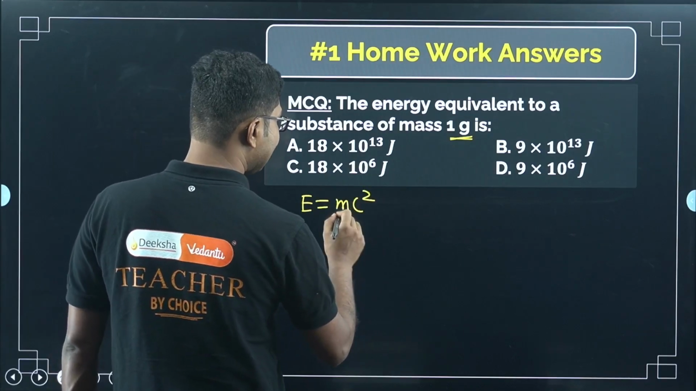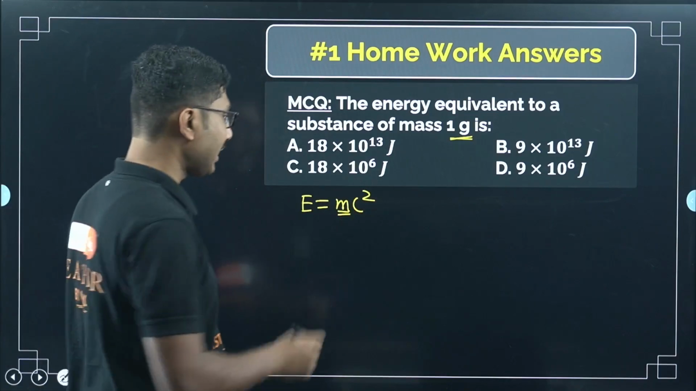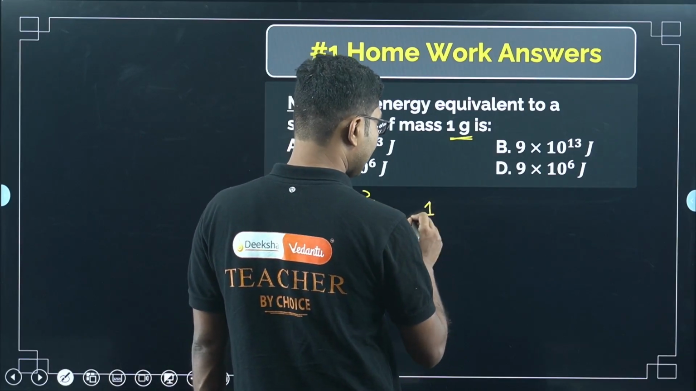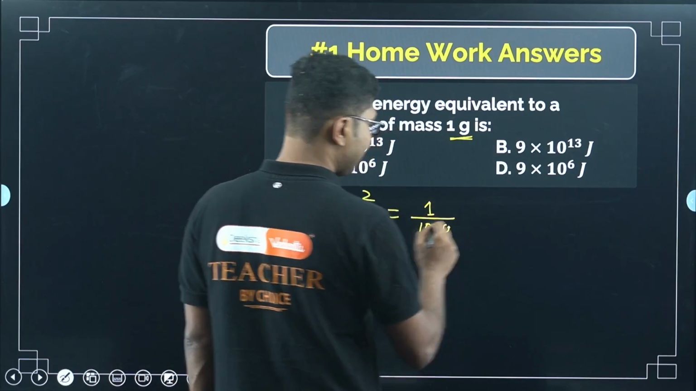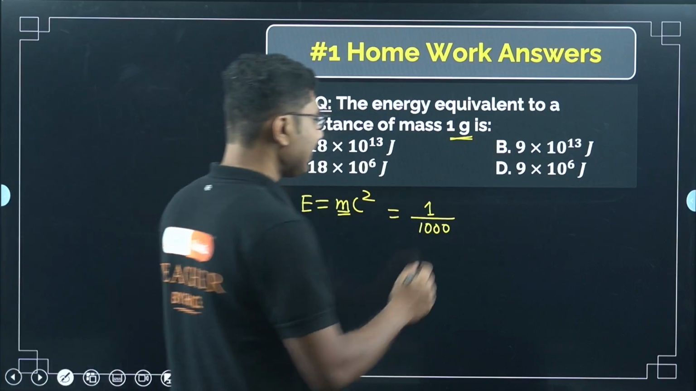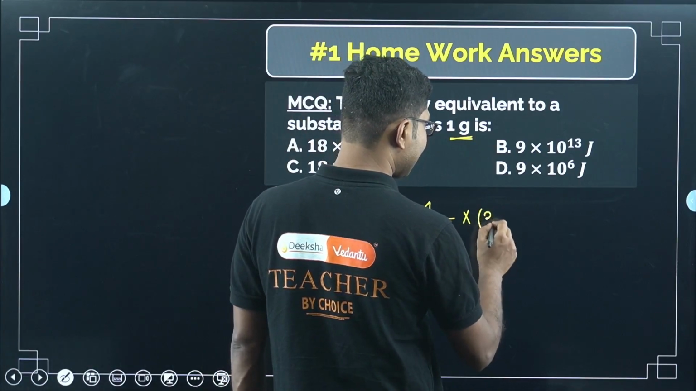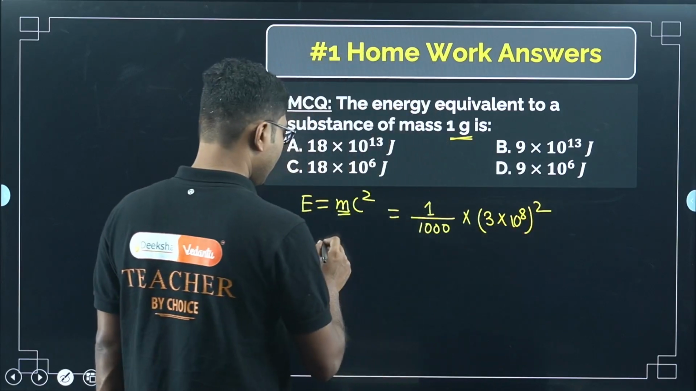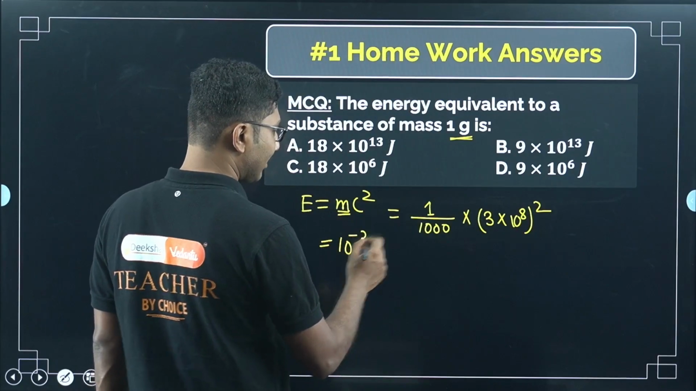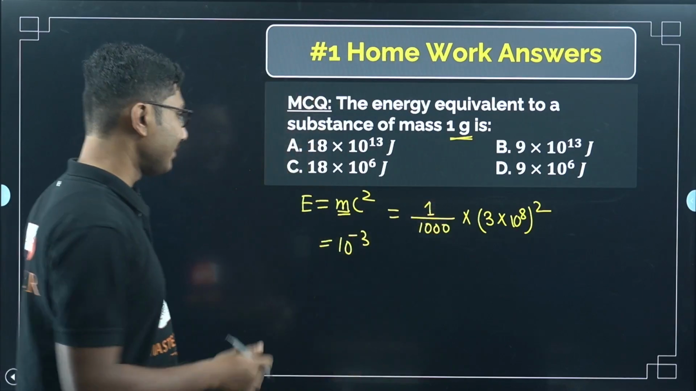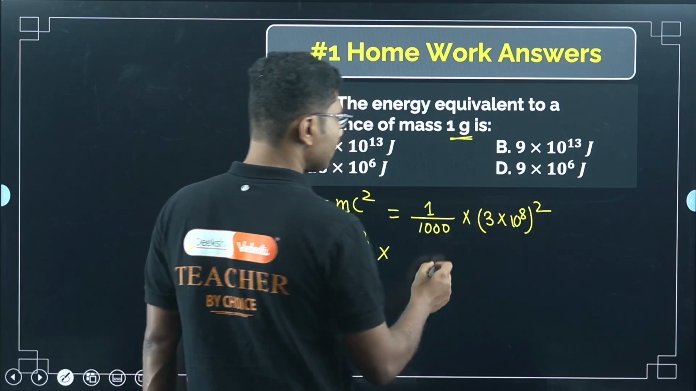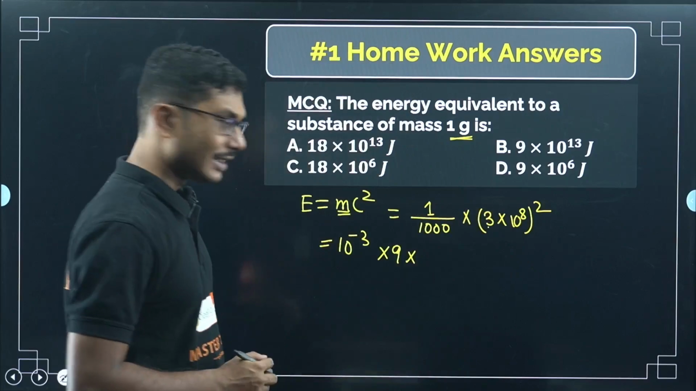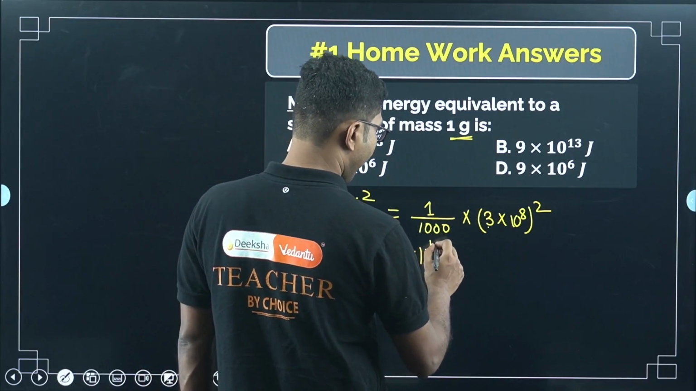Now remember that in this equation m is given in kilograms, and c is in meters per second. So first, 1 gram is given, and we have to convert it into kilograms by dividing by 1000, right? Next, we have to find c squared. c is 3 times 10 to the power of 8, we know that, whole squared. So 1 by 1000 is 10 to the power of minus 3, times, if you complete the square, 3 squared is 9 times 10 to the power of 8 squared, which is 10 to the power of 16, right?